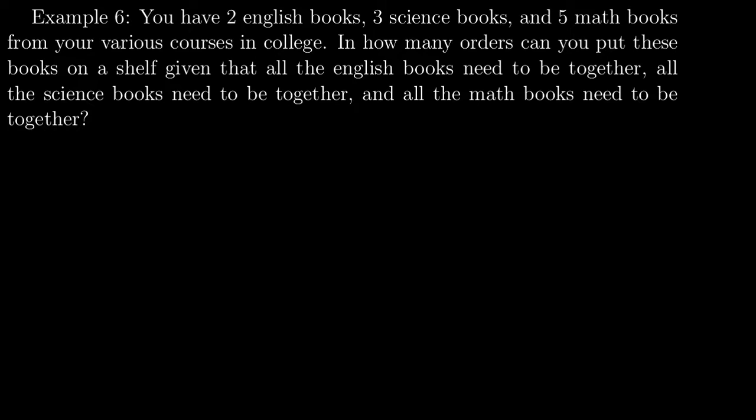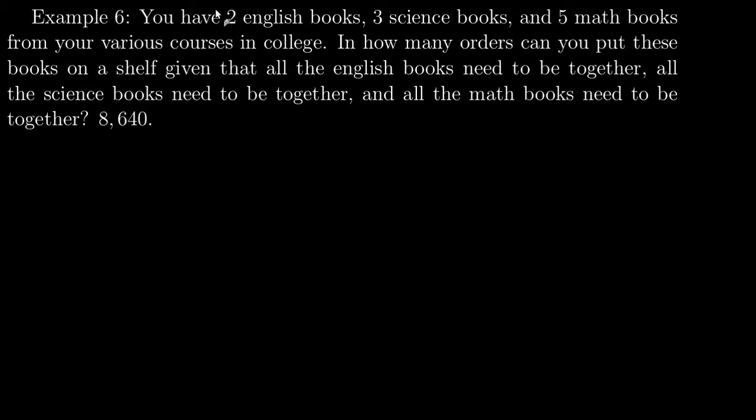Okay, last example. You have 2 English books, 3 science books, and 5 math books from your various courses in college. In how many ways can you put these books on a shelf, given that all the English books need to be together, all the science books need to be together, and all the math books need to be together? So, take a few minutes, pause the video, solve the problem. Alright, there are 8,640 ways to order these.